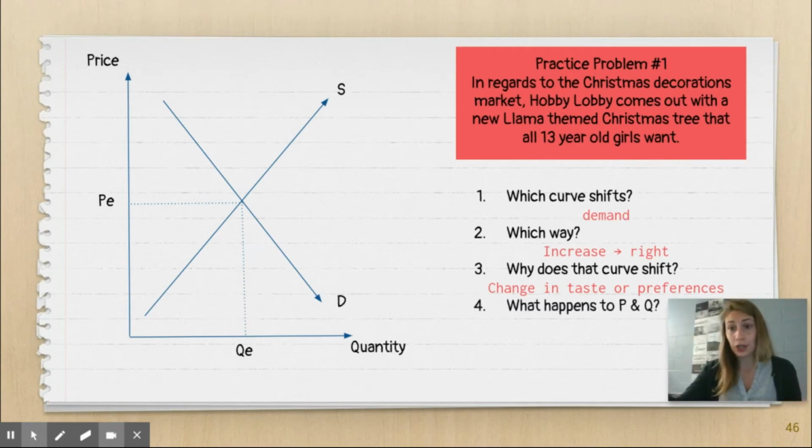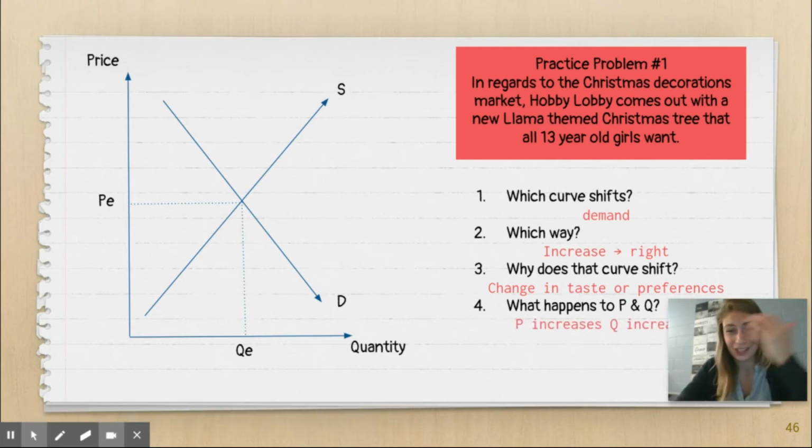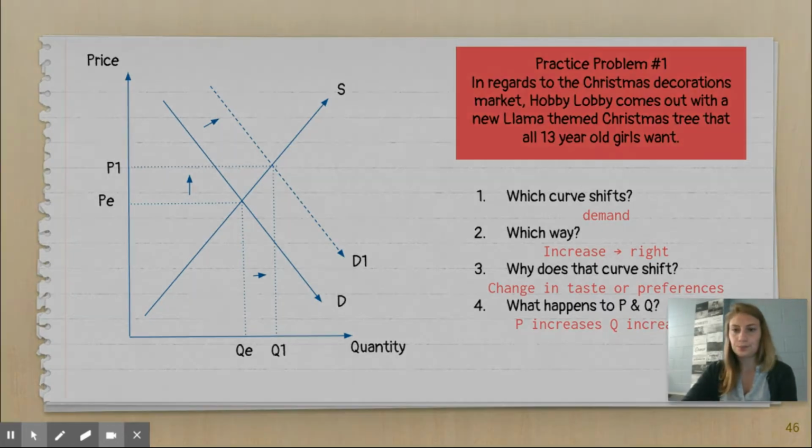So what happens to our P and our Q if our line were to move to the right? What happens to P? It would increase, right? Because our equilibrium line shifts. And when our P shifts here, our Q will shift as well. So P increases as well as Q. So here's our line shift. We increased, so we moved to the right. And then from there, our equilibrium point changed and made our price increase and our quantity increase.